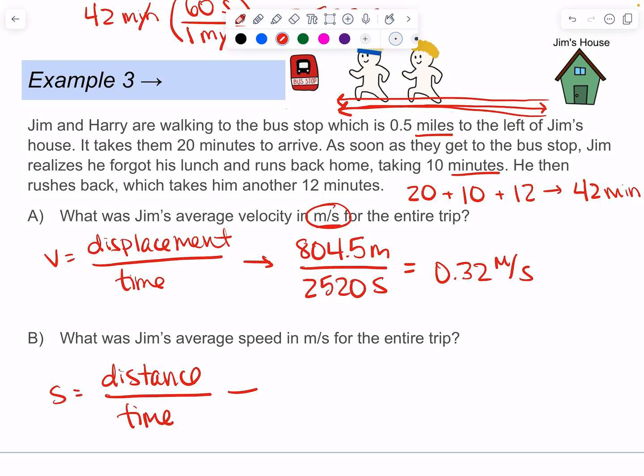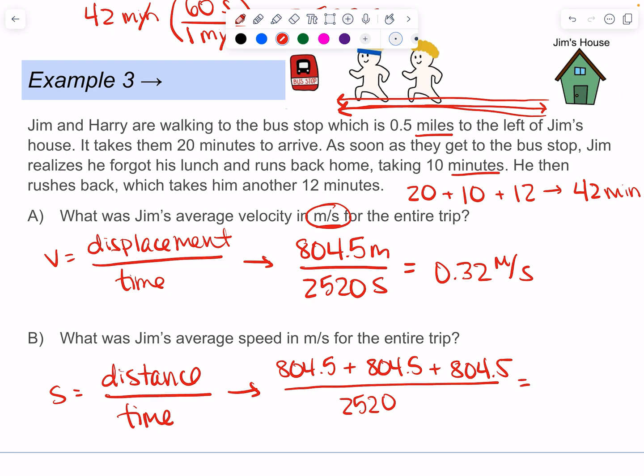Now, for looking at average speed, remember, speed is the total distance traveled divided by the time interval, right? So I have to look at the entire path he took, and that was the first half mile plus the next half mile as he ran home, plus another half mile when he was heading back to the bus stop. And he did all that in 2,520 seconds. So he has a total speed then of 0.95 meters per second. So if he's not moving in a straight line, that velocity and speed value are going to be different.